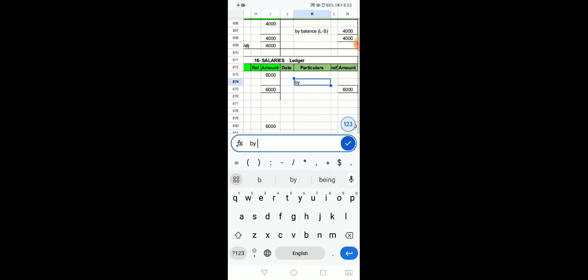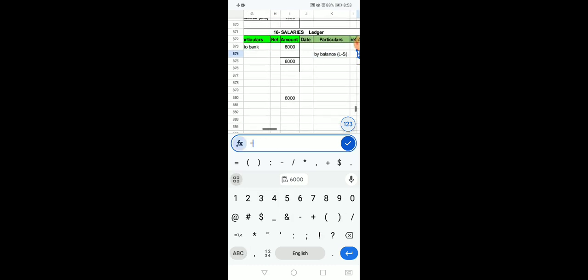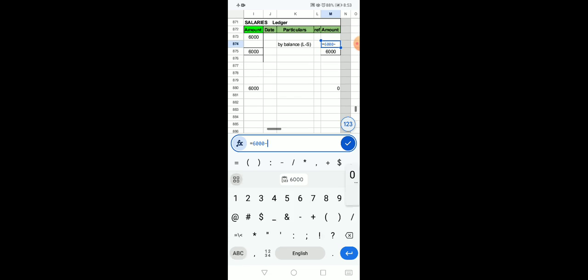Write down here "by balance." And how would you calculate it? It's an initial balance, calculated by subtracting the smaller total from the larger total. So what you will do is larger sum minus smaller sum. What was the larger sum? 6,000, and the smaller sum is 0. Put it over here. So the first step is completed. You have calculated the initial balance.